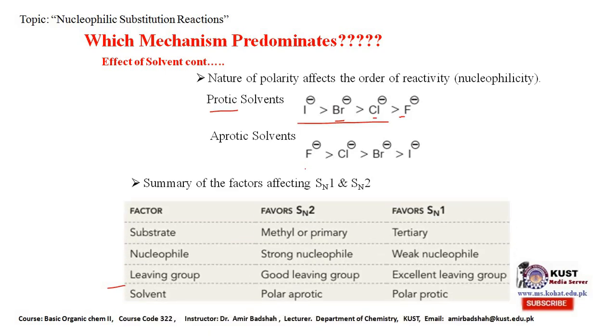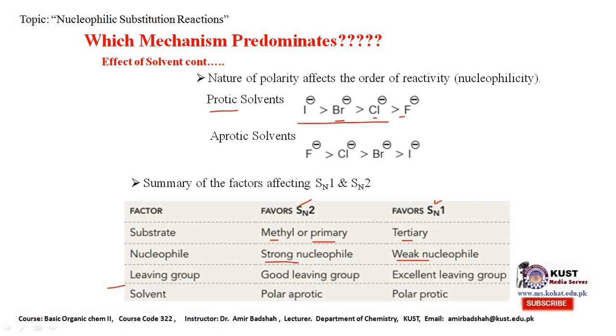In summary, what are the factors which favor SN2 and what are the factors which favor SN1? If the substrate is methyl or primary, then it will favor SN2. But if the substrate is tertiary, then it will favor SN1. Similarly, if the nucleophile is a strong nucleophile, it will favor SN2. But the nature of the nucleophile has no effect in the case of SN1. So if the nucleophile is weak, it will favor SN1.